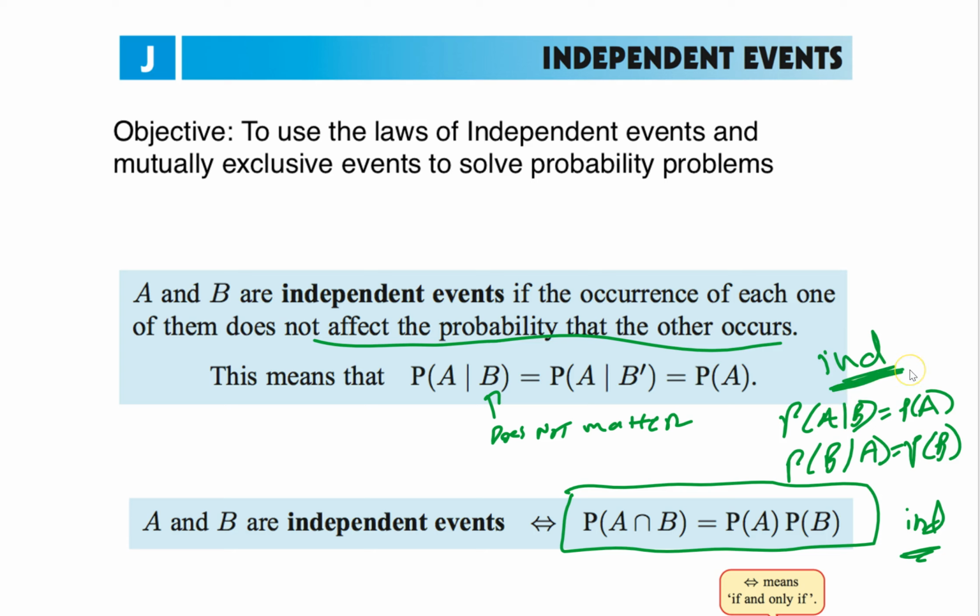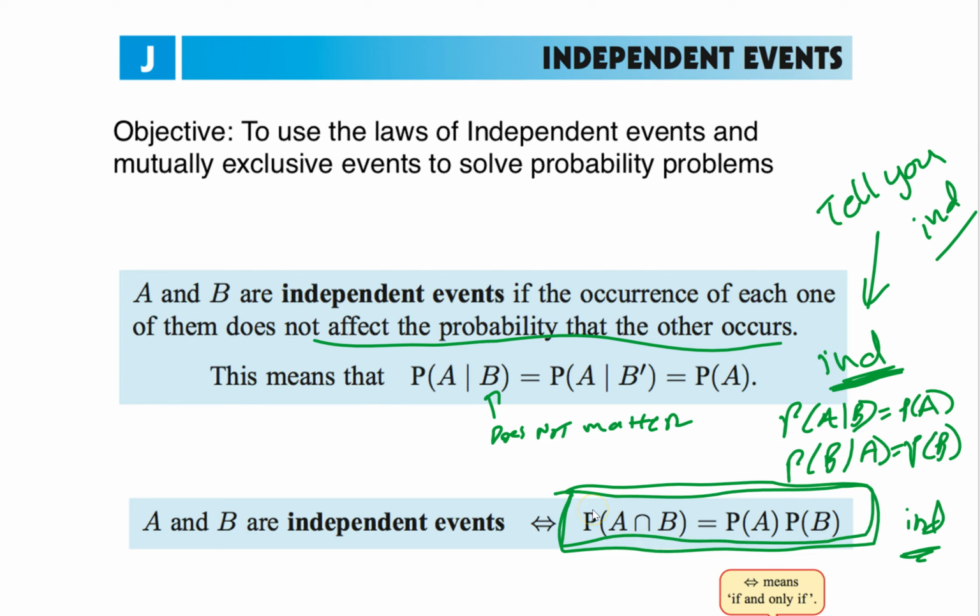Very important. You can't assume it's independent. That's the number one rule. They have to tell you. They're going to be like, hey, these two are independent. Then you can use the formula, or more importantly, you can use the formula right here. So again, it's only when they tell you. You can't assume. They're going to tell you or they're going to ask you, are these independent? And then you can use the formula.